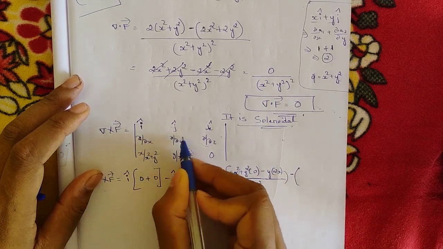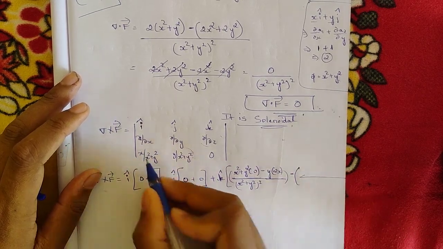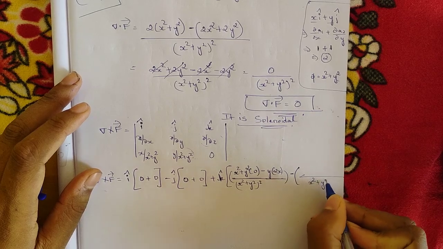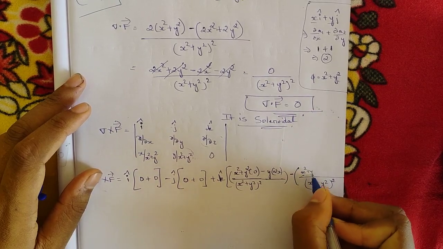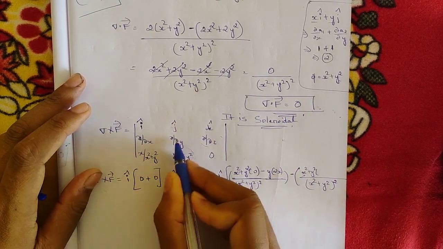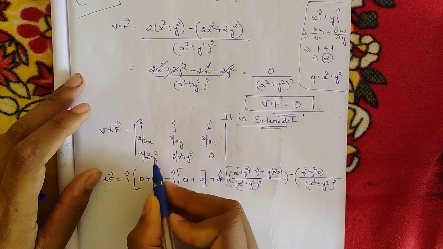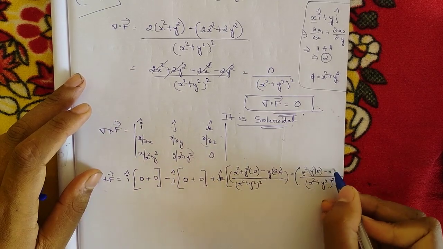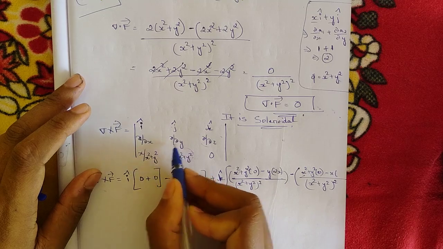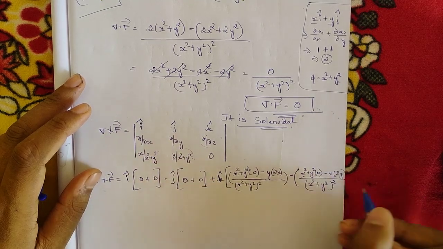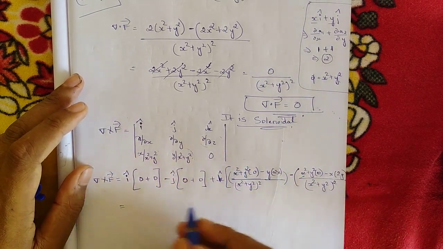minus dou by dou y into this term. Again this is of the form u by v rule, so again write the denominator square, x square plus y square the whole square. So denominator as it is, x square plus y square, into the differentiation of the numerator with respect to y. Here we don't have any y term, so it is 0, minus numerator as it is, x, into the differentiation of the denominator with respect to y. Here we don't have a y term in the numerator, so this becomes 0, and the differentiation of y square is 2y. Okay, so here these two are 0, so let us solve for this part only now.